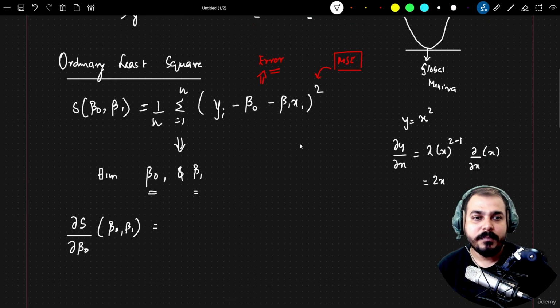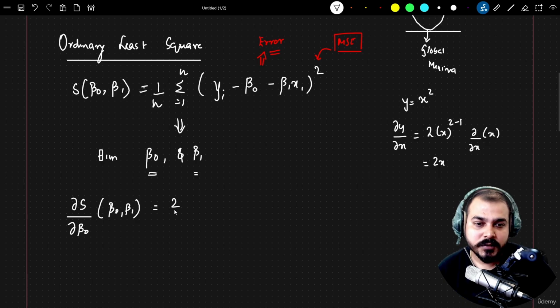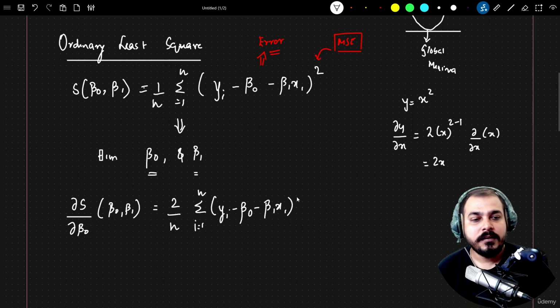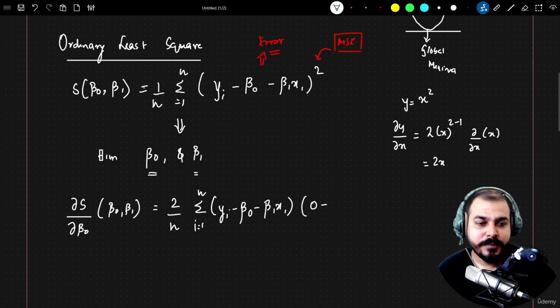Now similarly over here, if I try to find the derivative, this will be 2 by n, summation from 1 to n, and then I will write this entire expression, y of i minus beta 0 minus beta 1 x1. Here it will be 2 minus 1, so I'm not going to write the 1 separately. In the next step, I find the derivative of this entire value with respect to beta 0. This becomes a constant, so it will be 0. Minus beta 0 is there, and this will become 1, because the derivative of beta 0 with respect to beta 0 is 1.